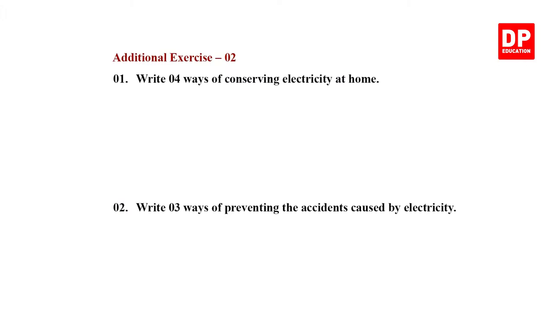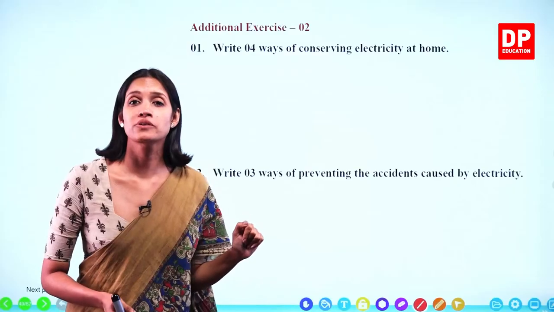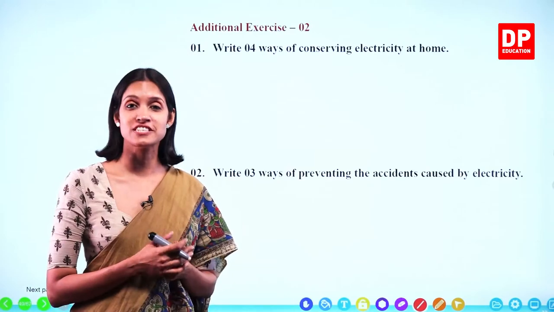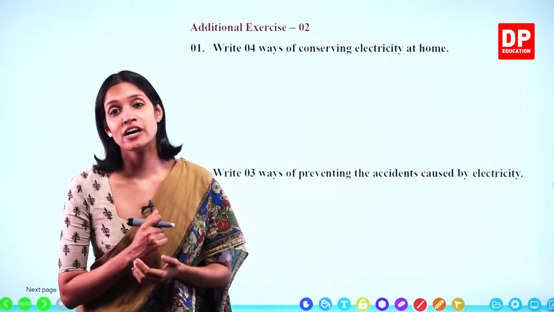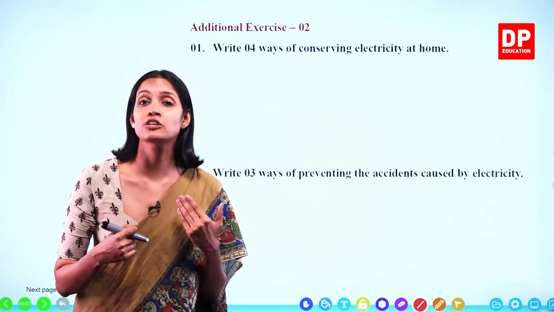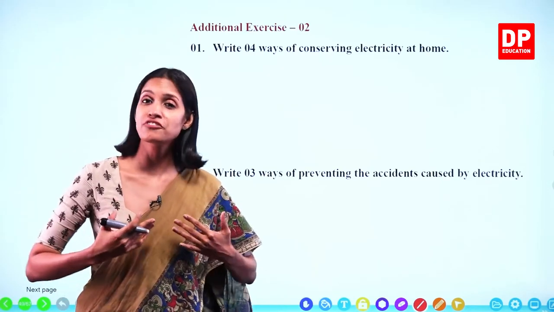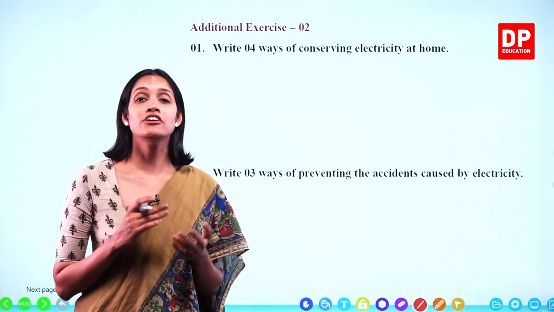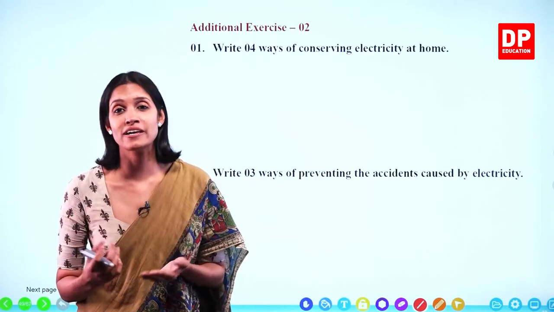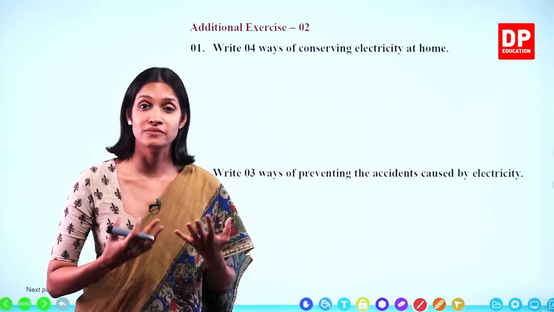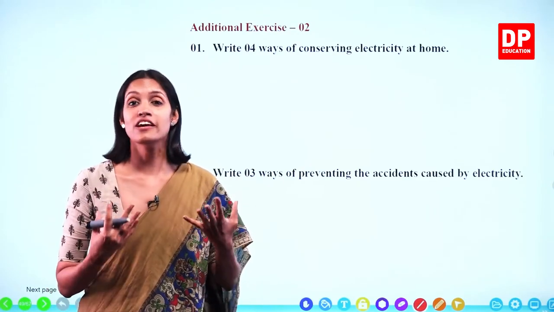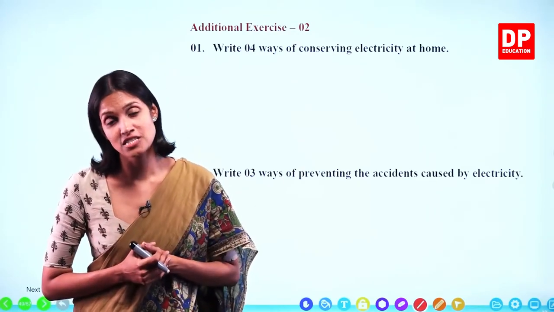Exercise number 2. We have to write answers. Write 4 ways of conserving electricity at home. We learned many ways of conserving electricity at home. What are the ways, children? Now, when we iron clothes, we have to iron many clothes at once. That is one way of conserving electricity. And we can use bulbs and other appliances that consume little amount of energy. Or we can simply say using efficient electrical appliances, right?